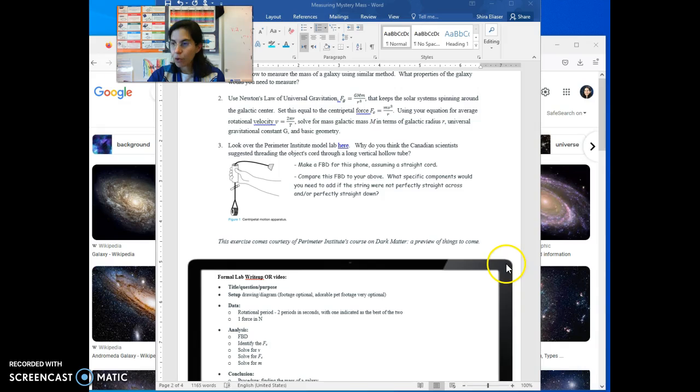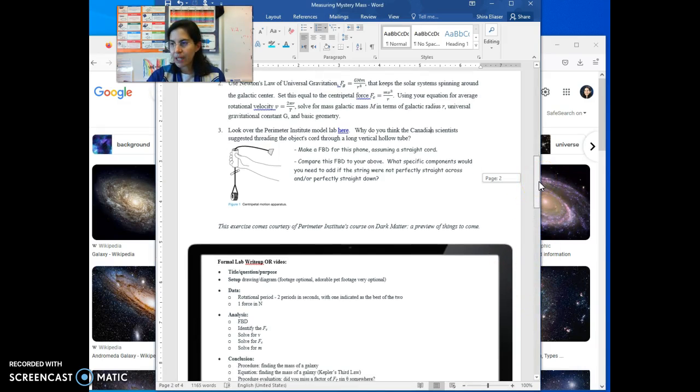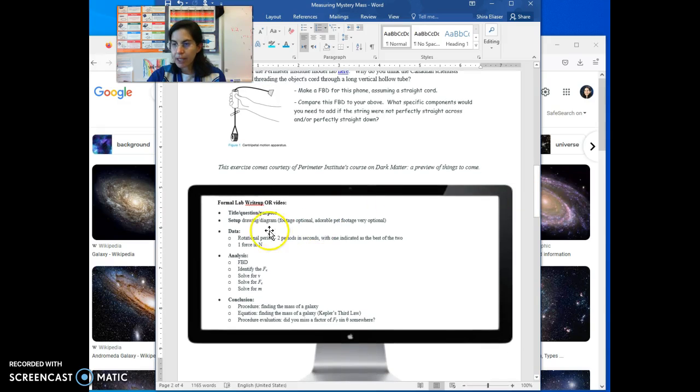This is a formal lab report. Most people choose to do this as a video and hold up their calculations because that way they can include video footage of their setup. Otherwise, set it up like a formal lab write-up. Explain your setup in a drawing, because you'll need the drawing and your free body diagram. Include footage if you have it.